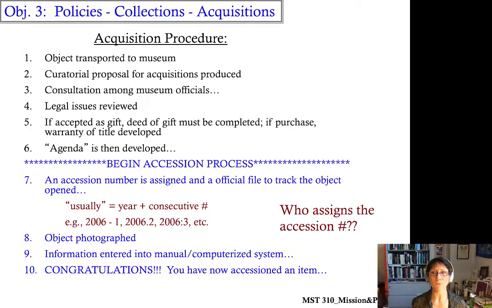Now, I ask here who assigns the accession number, and that's always going to be your registrar. The registrar is the person that's in charge of the acquisition. So remember, they're in charge of all the logistics and what's happening within the museum. And so they're the ones that are going to not only assign the number, but then determine which curator is going to handle it, and then also get information from the curator to add to the acquisition file for these objects.